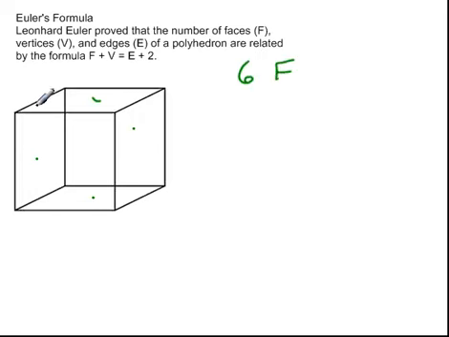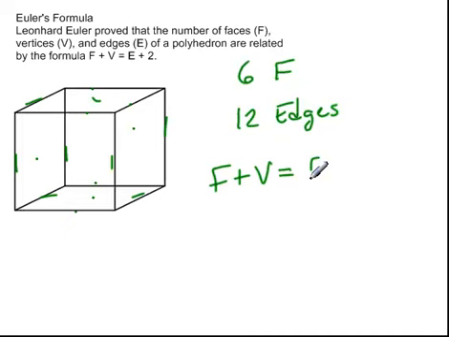And if we count the line segments, we have 1, 2, 3, 4, 5, 6, 7, 8, 9, 10, 11, 12 edges. We want to be able to use this formula to find out how many vertices this cube has. So let's use our formula. We have F plus V equals E plus 2. Well, we have 6 faces, 12 edges.